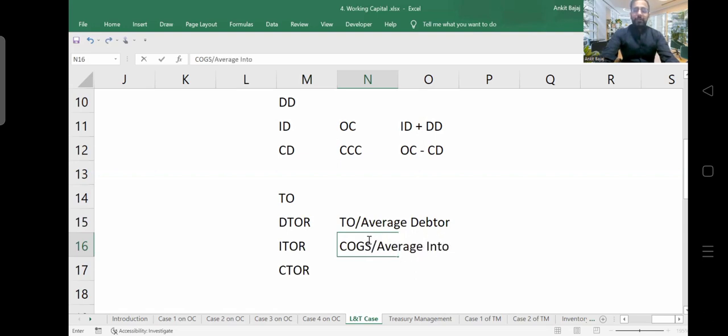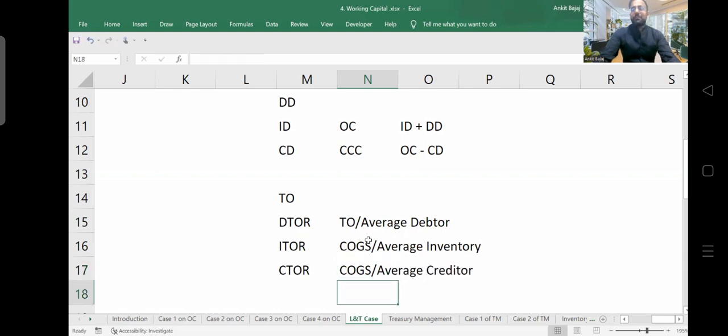These topics we covered in the previous lecture; I'm just revising them. For the creditor turnover ratio, the formula is COGS divided by average creditor. Here, you have to calculate the average creditor. Now, I'm assuming you know how to calculate average debtor, average creditor, and average inventory.